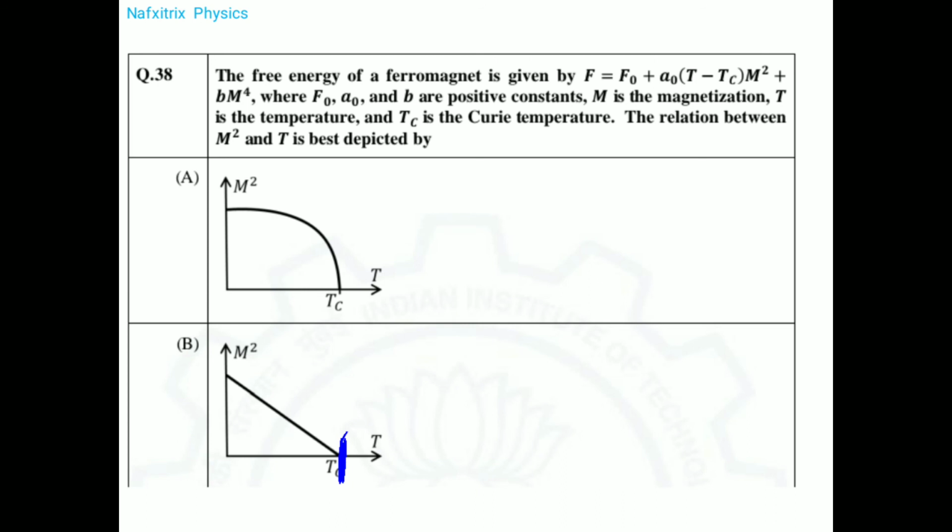So hence this is the required graph, the answer for this question. This is the solution for this question.